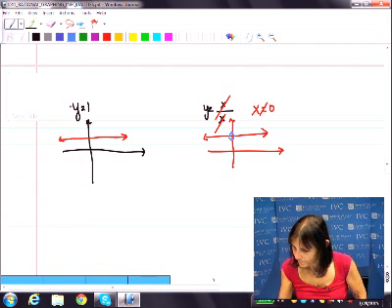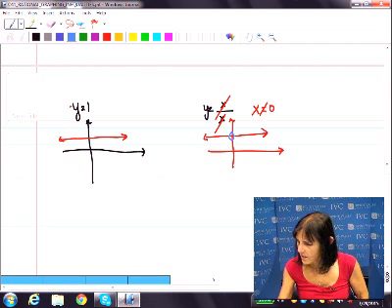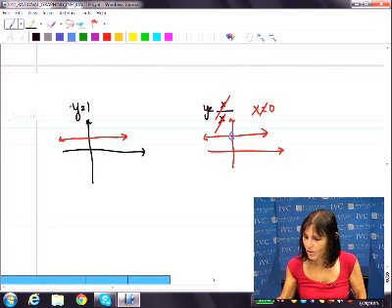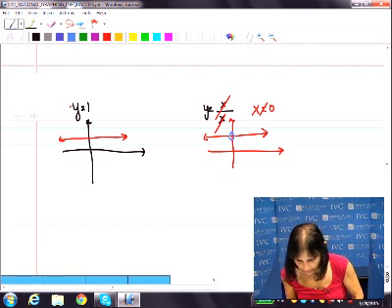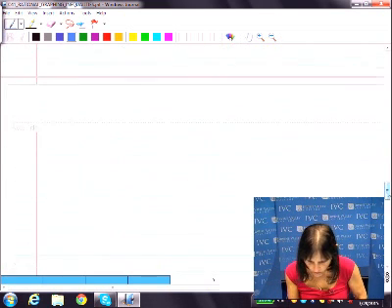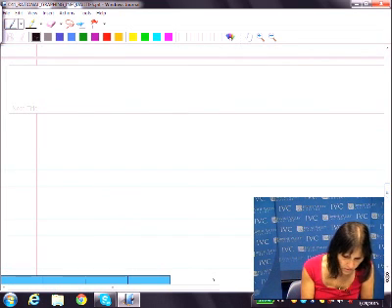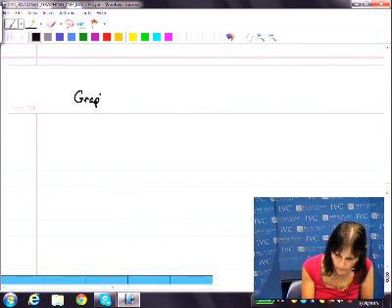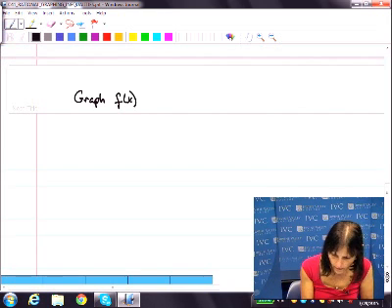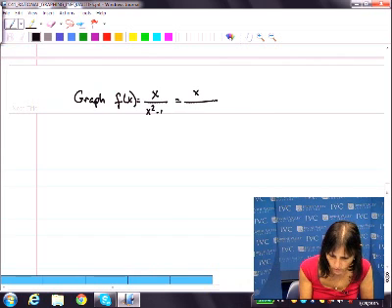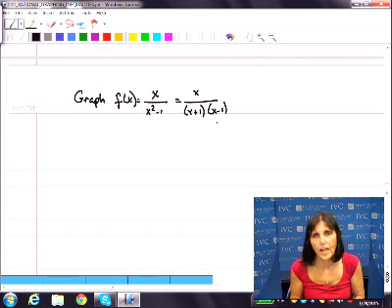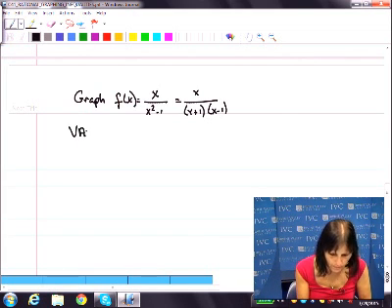Alright, so let's look at a problem, and we're going to graph it, and we're going to look at an inequality. So let's go to a new page. Let's say someone says graph f of x equals x over x squared minus 1. Always factor: x over x plus 1, x minus 1. Let's find the vertical asymptotes. When is the denominator 0? When x equals plus or minus 1.